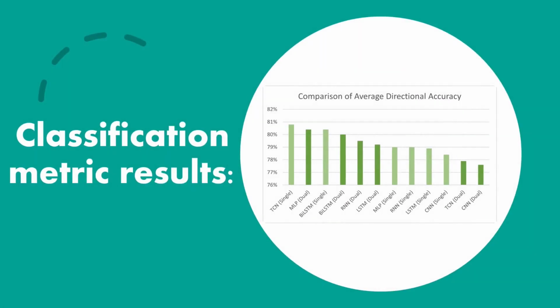So for the classification metrics, this bar graph shows the performance hierarchy of each DNN when measuring their average directional accuracy in unseen data across all three datasets. As with the previous graphs, the lighter shaded bars represent single prediction approaches and the darker ones represent dual prediction approaches. Once again, the TCN is the best here, though the rest of the performance hierarchy is not quite in line with the results of the RMSE.